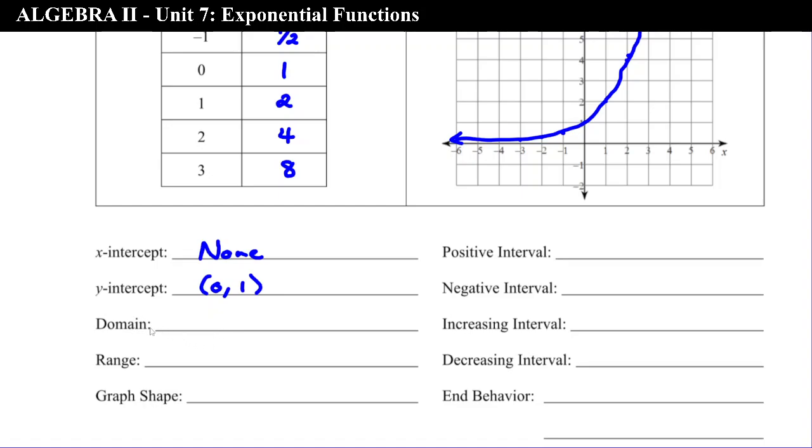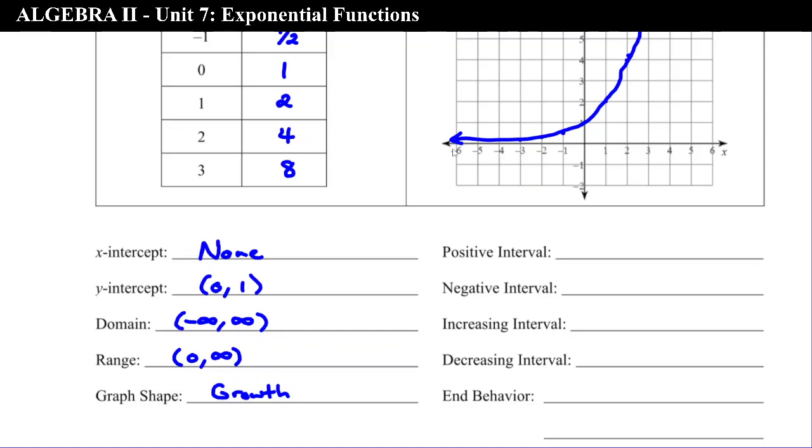The domain is from negative infinity to positive infinity, because remember, for domain, you look left to right. The range is from 0 to infinity. And then the graph shape, here we have growth. The other option, if it were going downward, would be decay. And we'll talk a little bit more about that as we move a little bit further along in this unit.